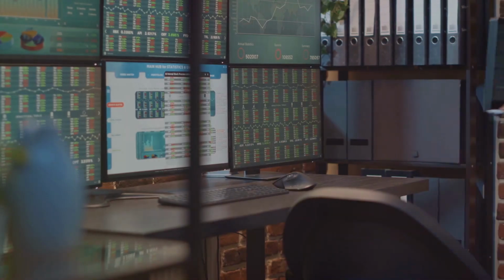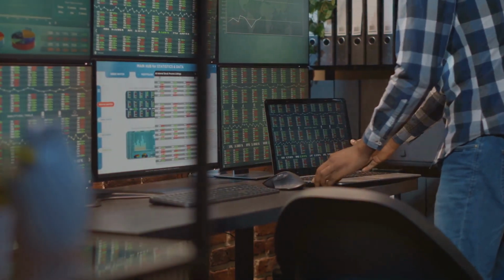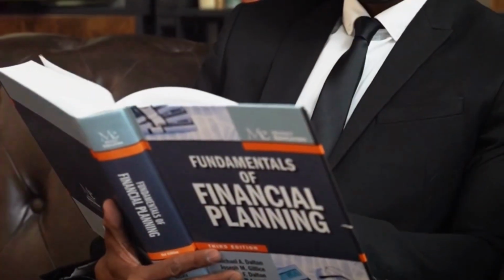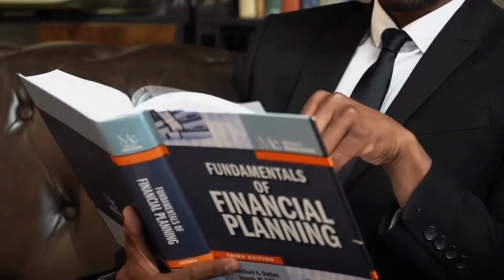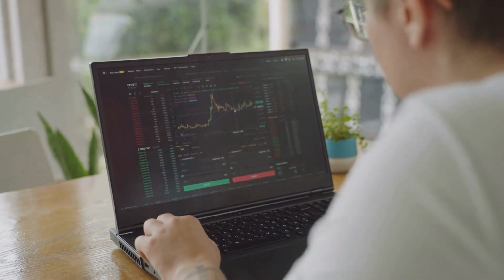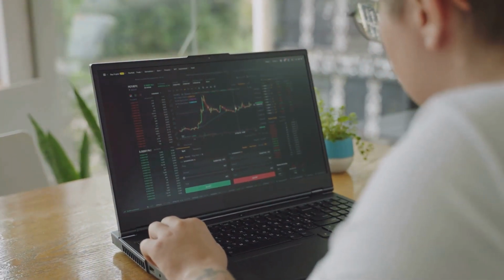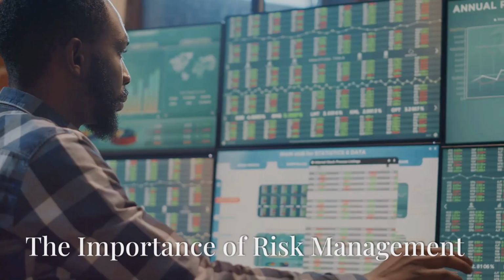Remember, the stock market is a complex and ever-changing environment. There's always more to learn, and continuous learning is crucial for success. Don't be afraid to experiment, adapt your strategies, and seek out new knowledge.